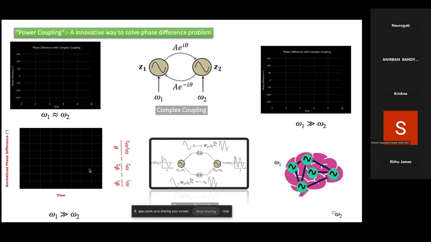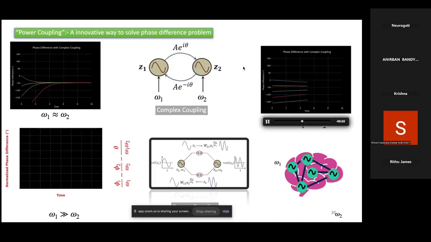We see that these oscillators have a natural frequency. By this frequency, each Hopf oscillator oscillates. And if omega 1 and omega 2 are very similar, we'll get a steady state phase difference. Let's run this video. You see here omega 1 and omega 2 are very similar to each other, so you'll get a steady state solution. In case omega 1 and omega 2 are not similar, then what will happen? If omega 2 and omega 1 are not similar, then the solutions never become a steady state.